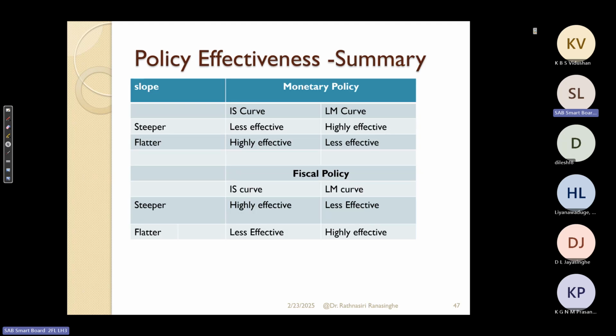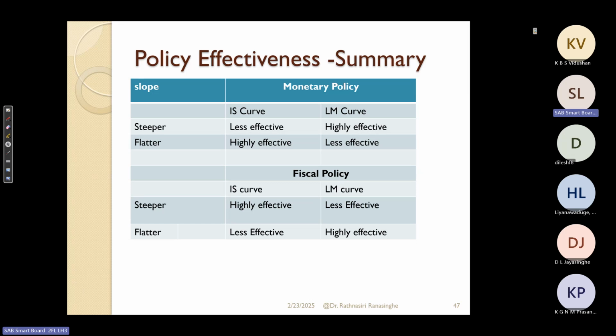Once we analyze the effectiveness, this is the summary table. We have the two policies, monetary policy and fiscal policy, and the slope of the curves. We take two cases: steeper curves and flatter curves. If we have a steeper IS curve, monetary policies are less effective. That is the conclusion we have to make. If it is a steeper LM curve, monetary policy is more effective. So if there are steeper LM curves, monetary policies are effective compared with the steeper IS curve situation.